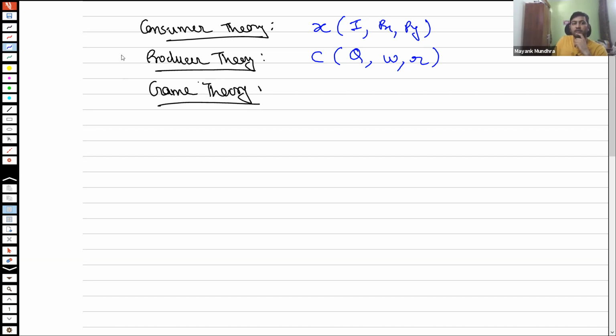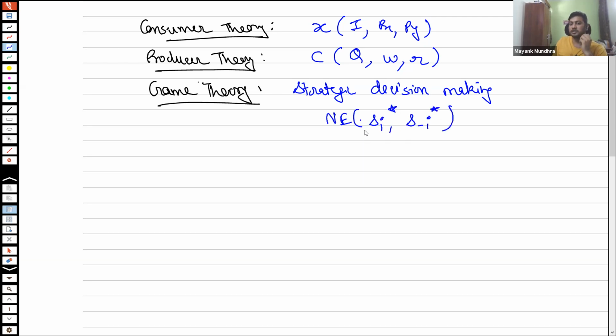And the aim of game theory was to basically look at strategic decision making. Basically, we would obtain Nash equilibrium where players would choose strategies Si and S minus i. So Si star, S minus i star, that would be the Nash equilibrium.